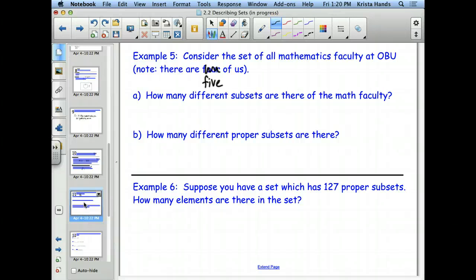All right, so how many subsets are there? Well, 2 to the 5th, there are 32, you got it. And how many proper subsets? 31.